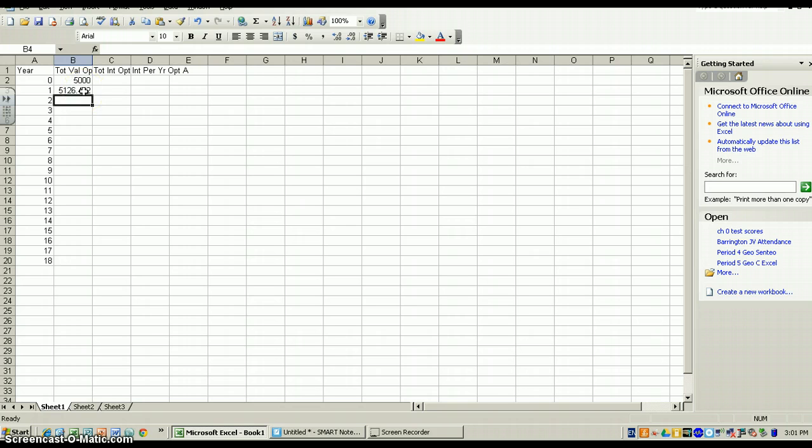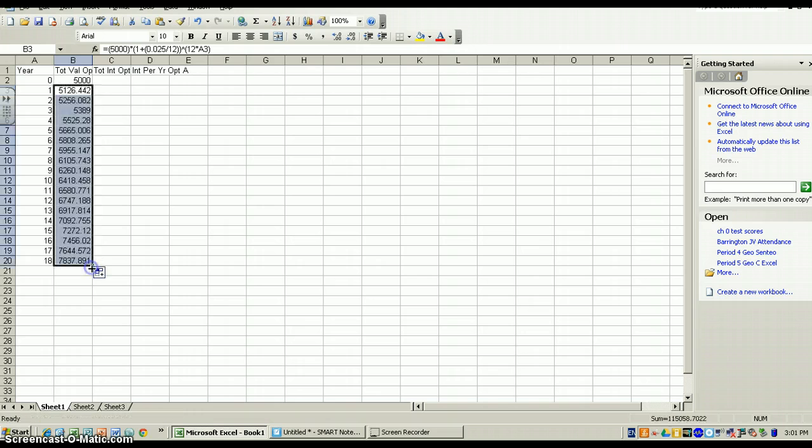So I want to go back to that box, B3, go to the bottom right corner and drag down. And now it just did all of those problems for me. So by year 18, I'm making $7,837.89. Okay? Now let's do the same thing for total option A, total interest.